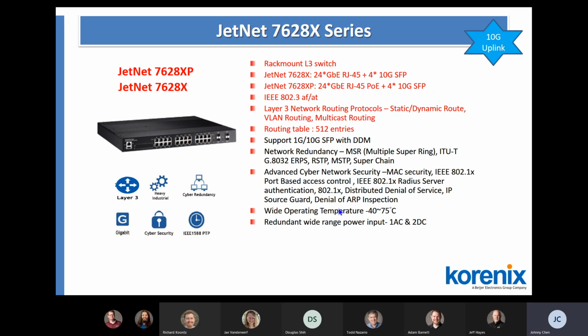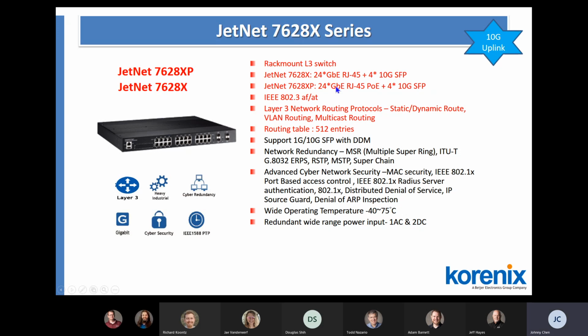So yes, this is our first switch that comes with a 10 gig uplink, the 7628X. The X means this switch has the 10 gig port. You can use the 10 gig for the uplink. And this is a layer 3 switch. Usually when you see the first number is 7 or 6, it means this switch could be a layer 3 switch.